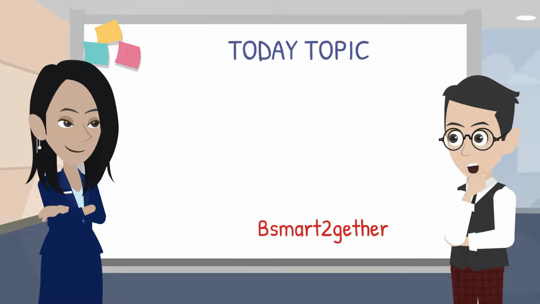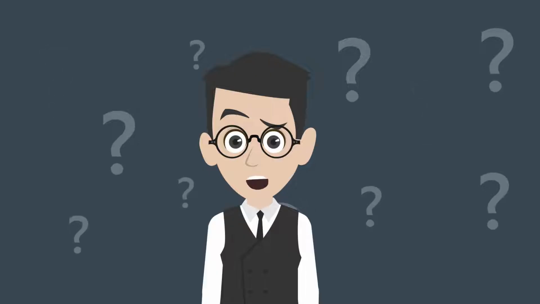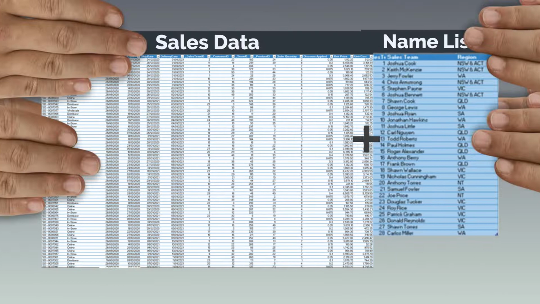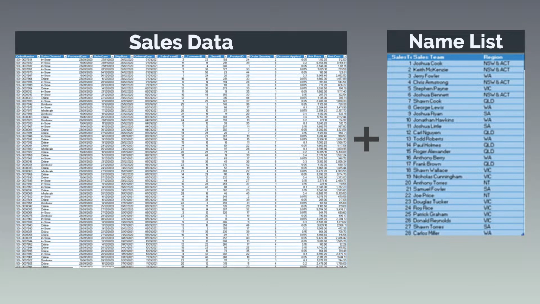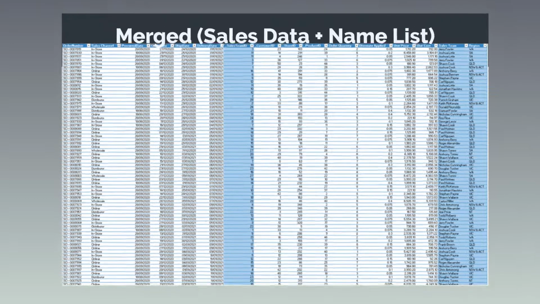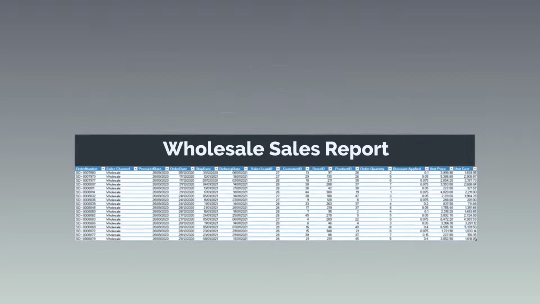Today, I will show you how to append data, merge data and data cleansing. So, what is append or merge data? Merge is having two or more sets of data horizontally joined together. It is like the lookup function in Excel, where append is stacking two or more sets of data vertically.